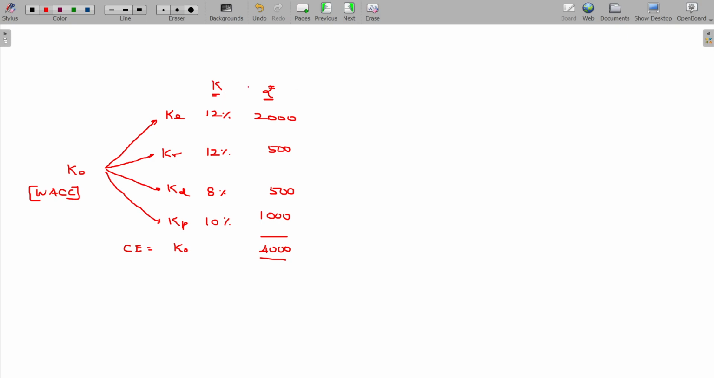How do we find it? Simply multiply the contribution we are giving to them. For 2000 at 12%, equity shareholders we are giving 240 rupees. And 500 rupees retained earnings, at 12% we have to give, that value being 60 rupees. Am I right? Here 40 rupees. The last case being 100. The overall value being 440.